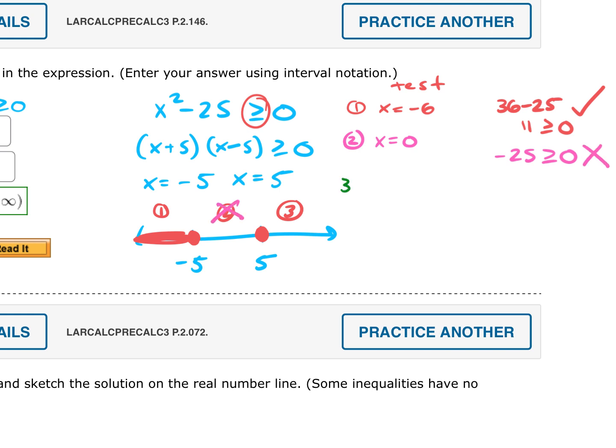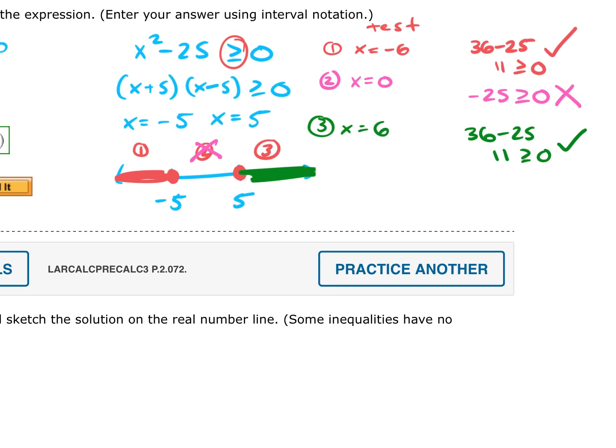And then let's test the third. What's a number greater than 5? 6. So 36 minus 25 would be 11, is greater than or equal to 0. Is this true? Yes. So it works in the third interval. So we would say from negative infinity to negative 5 with a bracket and a union, and then bracket 5 to infinity.